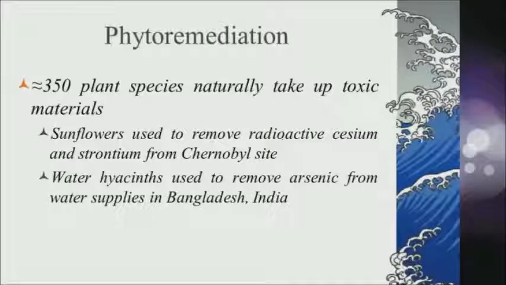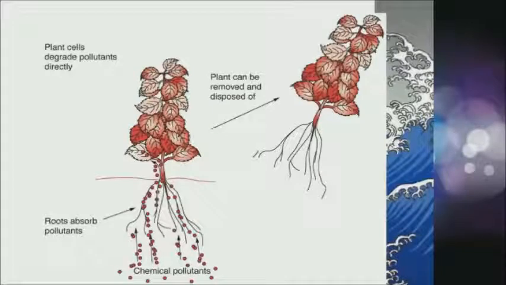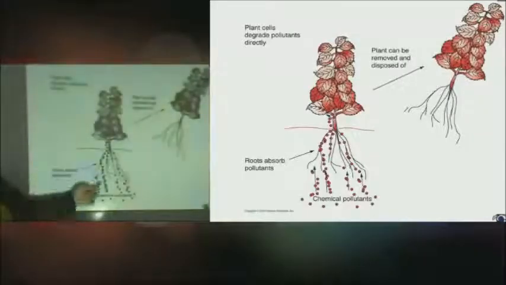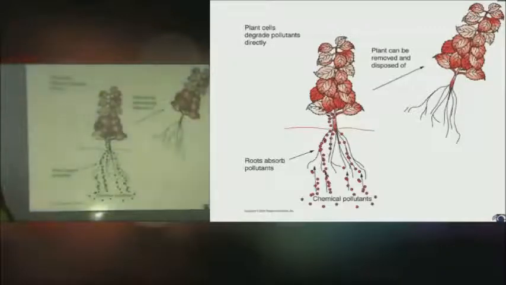Phytoremediation. But instead of utilizing microbes, you may use plants. Now, normally there are known to be 350 plant species that can uptake toxic materials, such as sunflowers and water hyacinths. The reason why these plants can be used for phytoremediation is due to their long extended roots, which are normally utilized to absorb these pollutants.